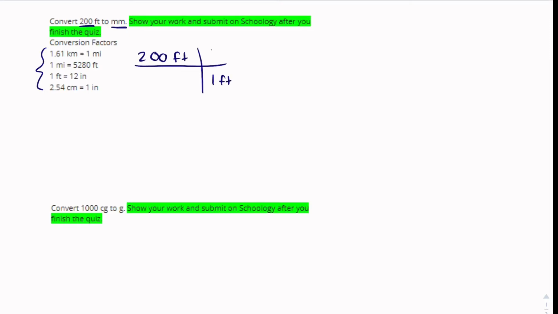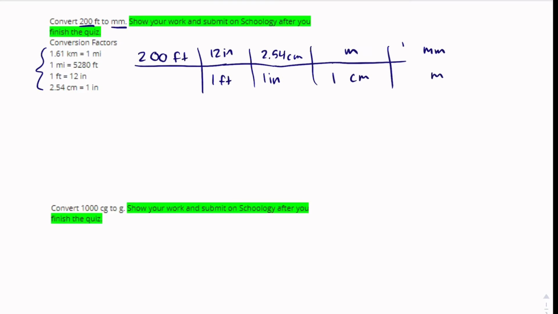1 foot for every 12 inches. And then 1 inch is 2.54 centimeters. And then we'll go from centimeters to meters, and then meters to millimeters. And you may be wondering, is there another way to do this? And there is. So 200 times 12 times 2.54 times 10 to the negative 2 times 1 divided by 1 divided by 1 divided by 1 divided by 10 to the negative 3rd.